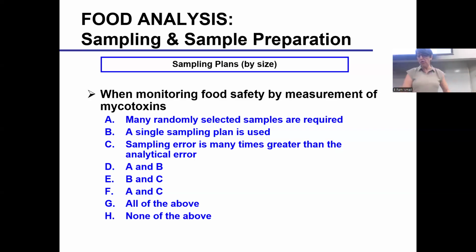Here's why. Because first of all, you take a set of large number of samples, and if you have 0, great, you accept. If you have 1 sample that has mycotoxin, you reject. Okay.